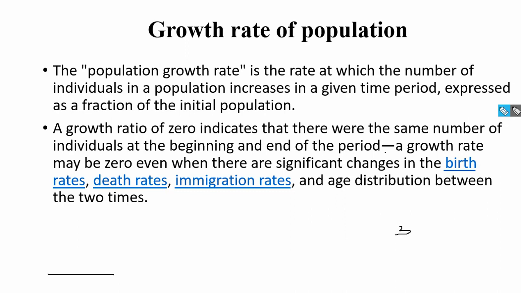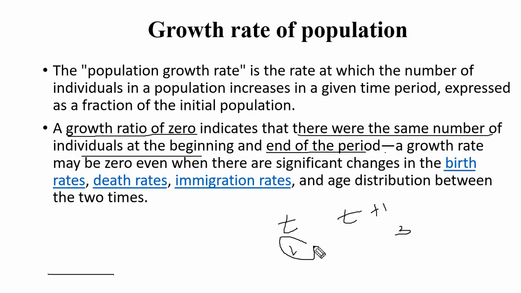And one more thing to note here is that when the growth rate or the growth ratio is 0, it indicates that there were the same number of individuals at the beginning and at the end of the time period. Suppose there is a time period t, and another time period t plus 1. This is period 1, this is period 2, and in these two periods, if the growth ratio is 0, that means the same number of individuals are there. And it is related to significant changes in birth rates, death rates, and immigration rates, and the age distribution between the two times.